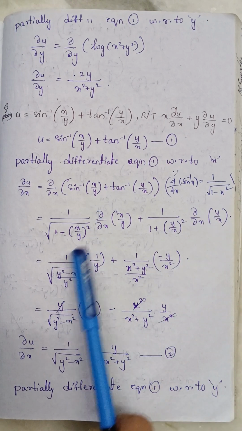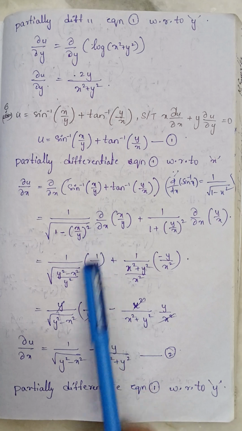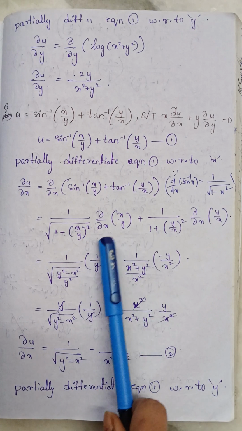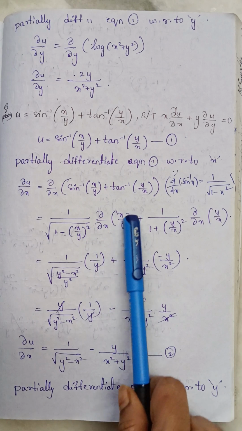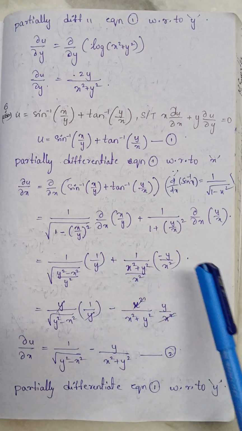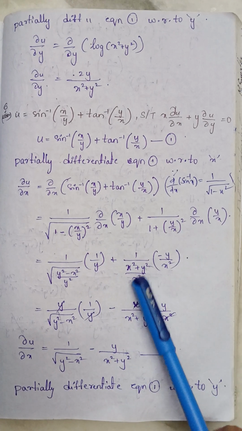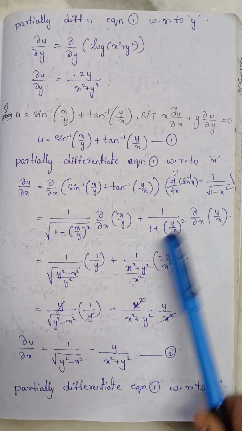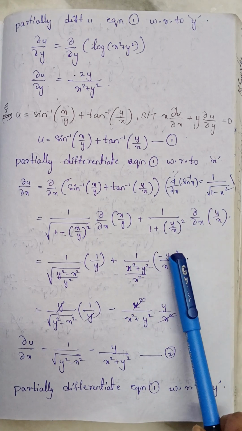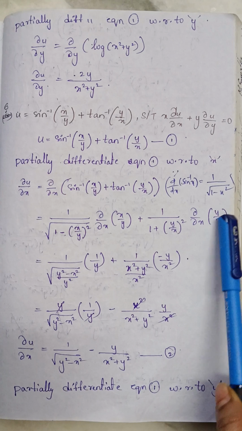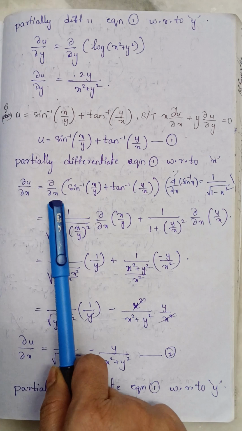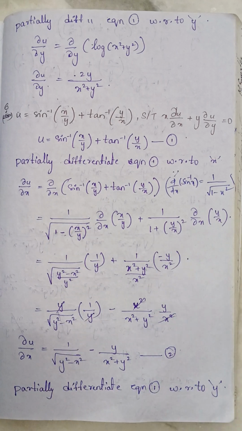Now take this as it is, take LCM y square here, then y square minus x square by y square here. With respect to x we are differentiating, so the constant is 1 by y, so 1 by y into the derivative of x, which is 1, so 1 by y. Here take LCM x square, then x square plus y square by x square, and with respect to x we are differentiating, so y is constant, take it as it is, and the derivative of 1 by x is what? Minus 1 by x square. That's why, with respect to x we are differentiating, take y as constant here.